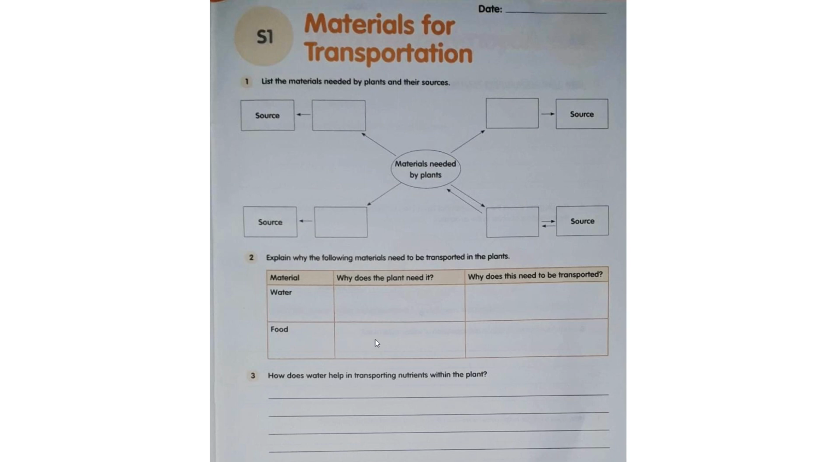Then food, why does the plant need it? We all know why a plant needs food, so there you can write the reason. Why does this need to be transported? That also you know, elaborate it properly here.